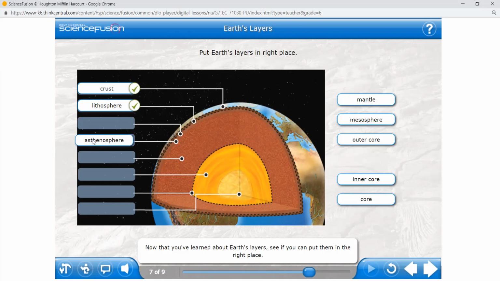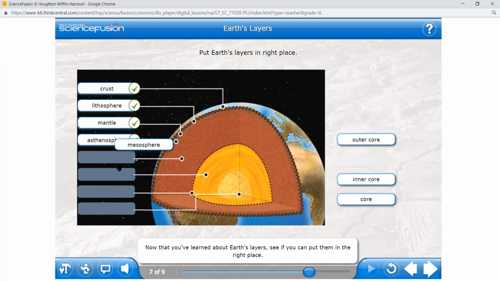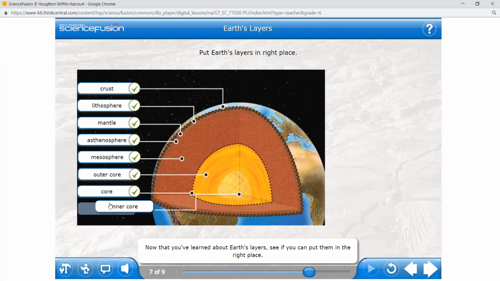Actually, correct. Asthenosphere has to be here. It has to be mantle. And then mesosphere. And then we have the core. This is the core. No, this is the core. This is the outer core. And here it is the inner core. Okay? You got it.